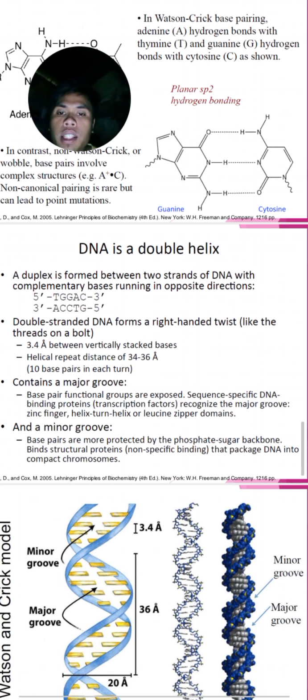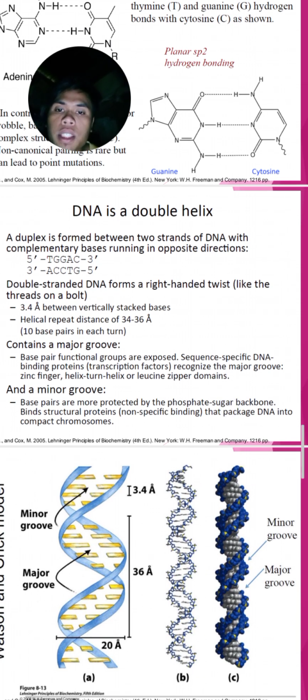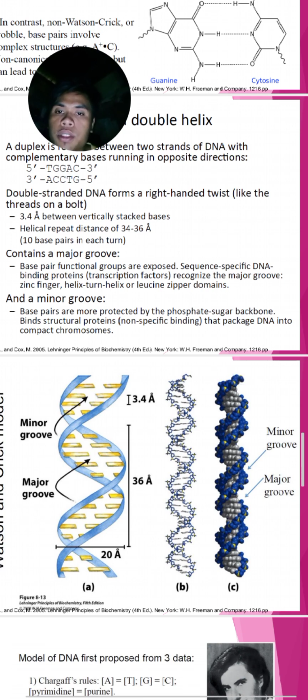Double-stranded DNA forms a right-handed twist like the threads on a bolt. There is 3.4 Å between vertically stacked bases, with a helical repeat distance of 34 to 36 Å, so 10 base pairs in each turn. It contains a major groove.